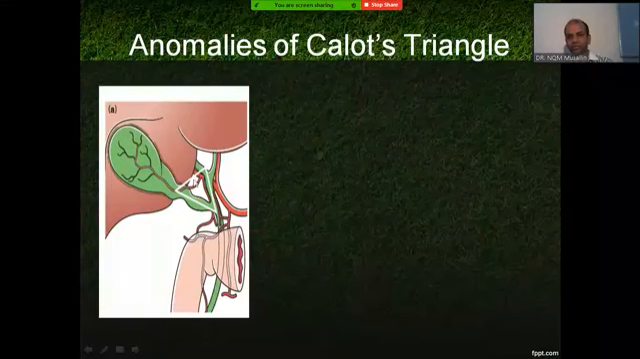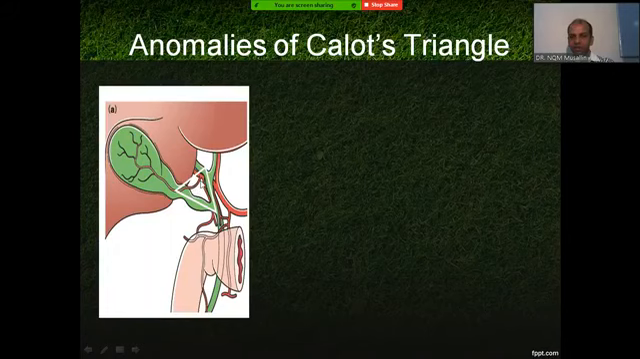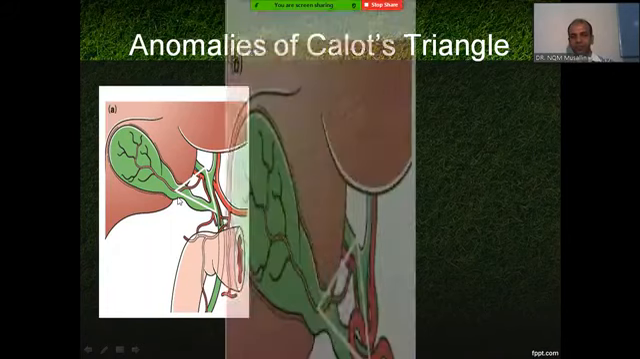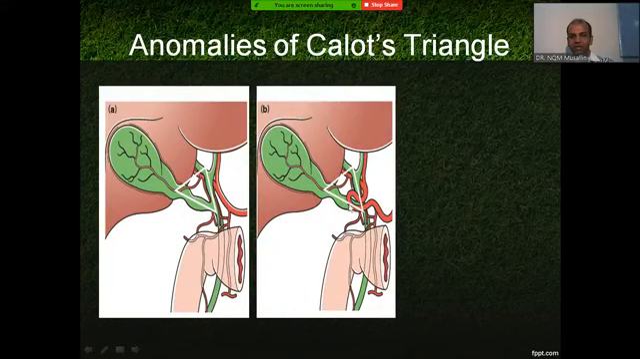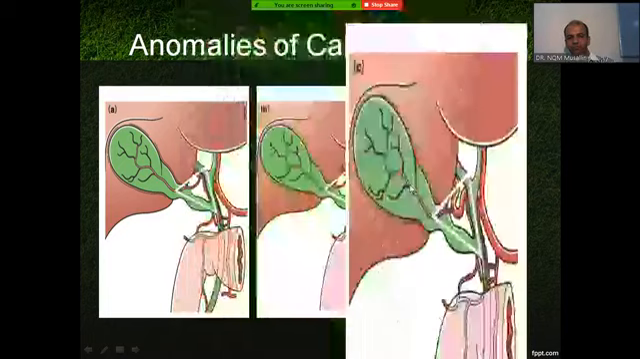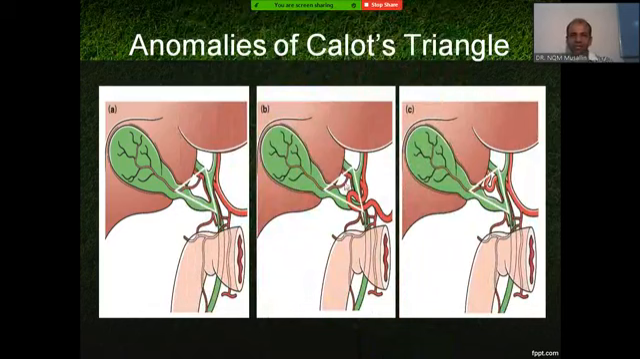You know, this is a normal Calot's triangle, and the only component of the Calot's triangle is the cystic artery. But this is another anomaly where the common hepatic artery makes a dangerous turn in front of the cystic artery and cystic duct, and this may be injured during operation. If you want to see another anomaly, this is a right hepatic artery which makes a turn in the Calot's triangle, and if you think this is the cystic artery, you may injure it, which leads to ischemia of the right lobe of the liver.